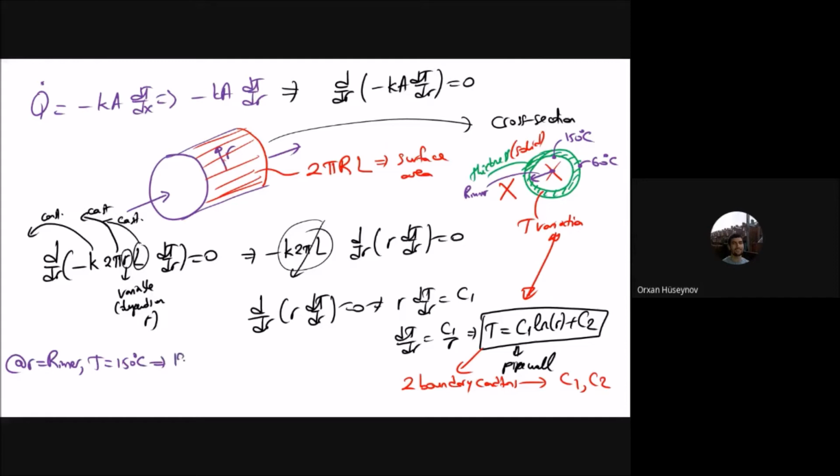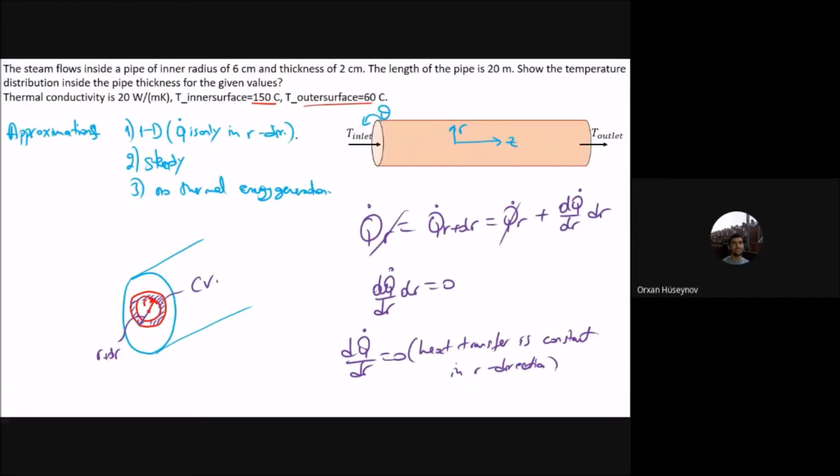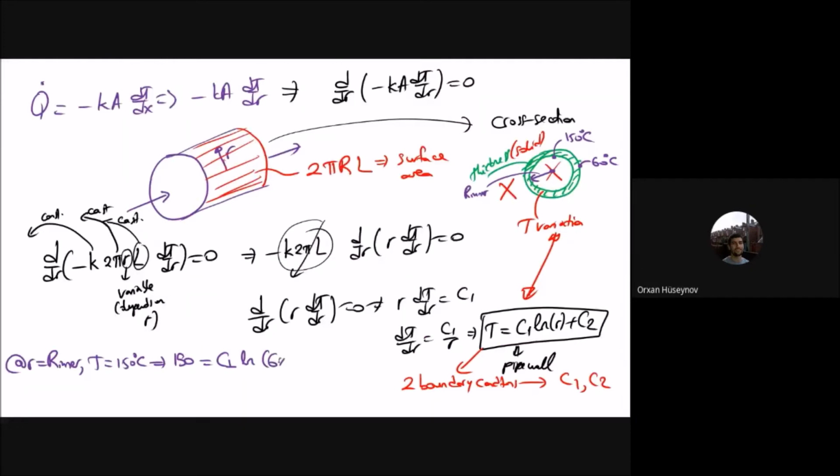I will just replace it here, so that 150 will be equal to C1 times ln R inner. The inner radius is 6 centimeters, so it will be 6 times 10 to the negative 2 meters, plus C2. This is the first boundary condition.